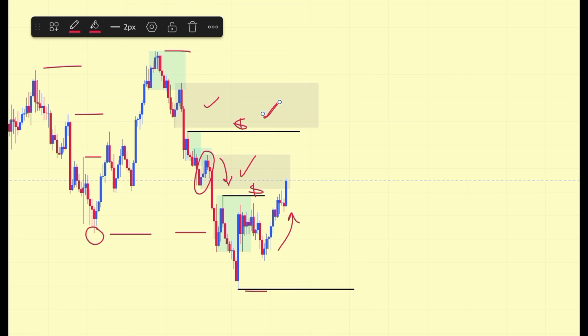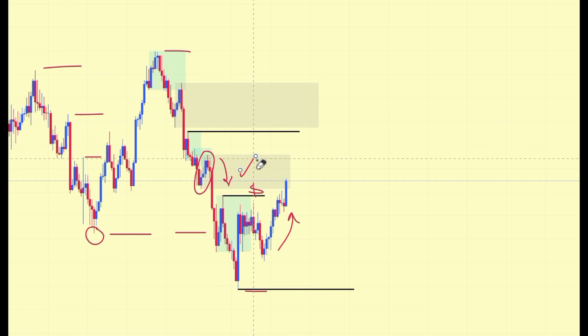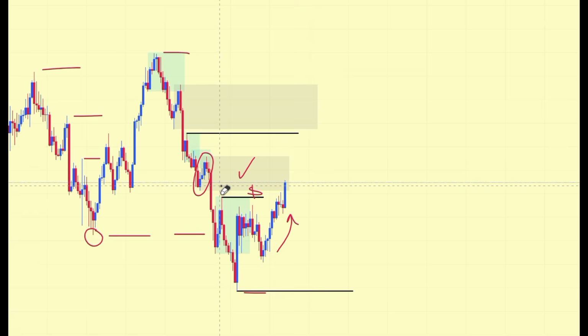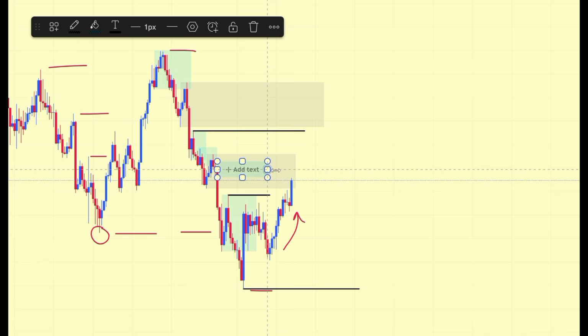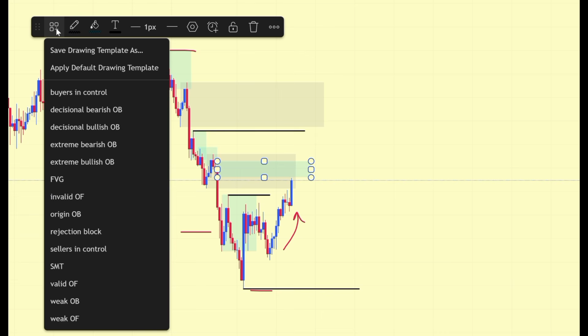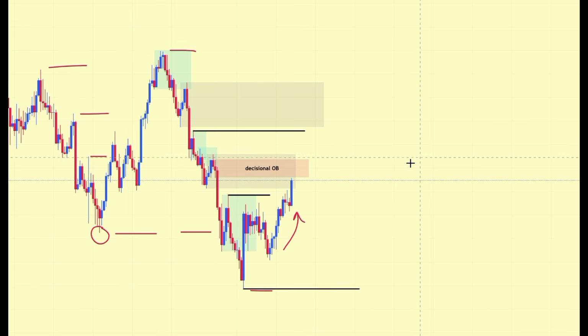If I am to mark the order blocks here, let me get rid of these ones so that we can have a nicer place to mark the order blocks. And right here, if I am to mark the order blocks, of course, we can clearly see that this one here is the decisional order block. We know that the decisional order block will be present inside our decisional order flow. So this here is the decisional bearish order block.